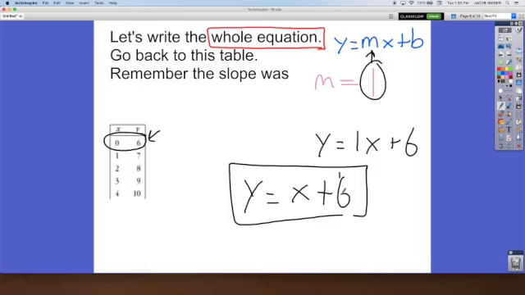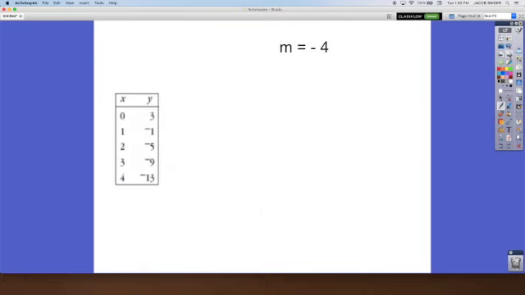Okay? What about the second one that we did? Same idea here, right? I know my slope, so I know I got y equals -4x. What's my y-intercept? Here we go. Let's find it from this table. It's really easy. It's right here. So my y-intercept is just going to be plus 3.